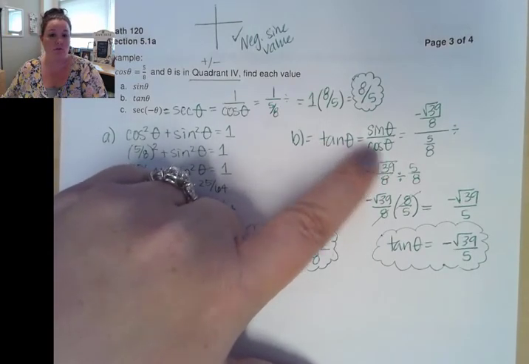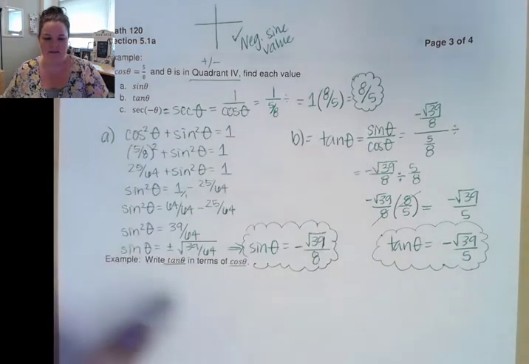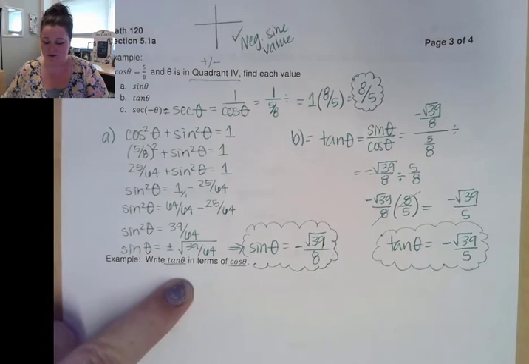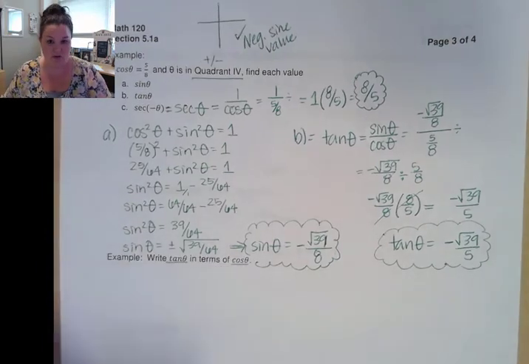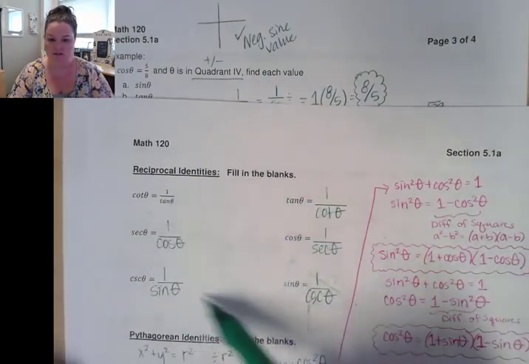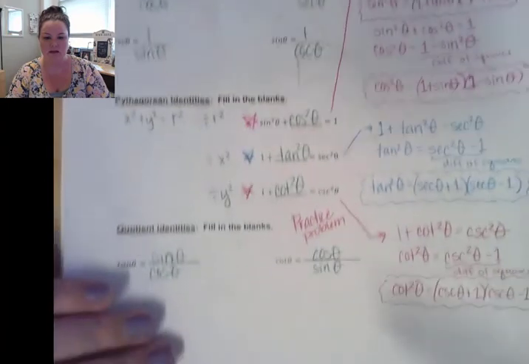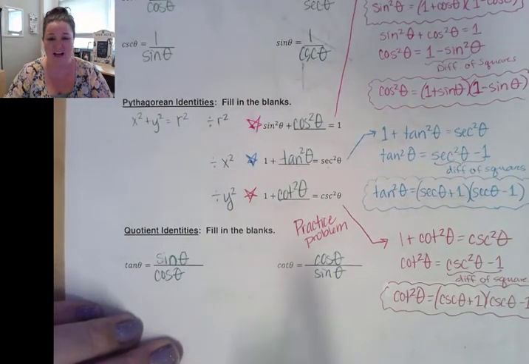So I could use this quotient identity, right? But notice it has a sine in there, and this one, we don't have a sine value. So we need something that only relates tangent and cosine. Tangent and cosine are not reciprocal identities, so that doesn't help me. And I can't use my quotient identities because I don't know anything about the sine value.